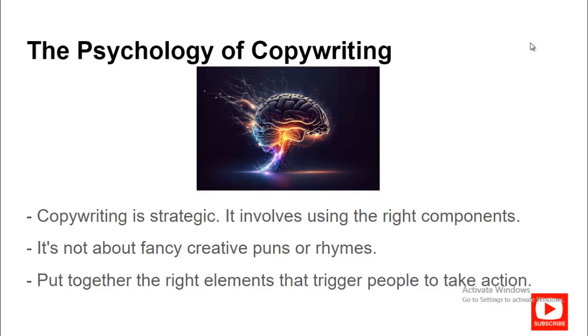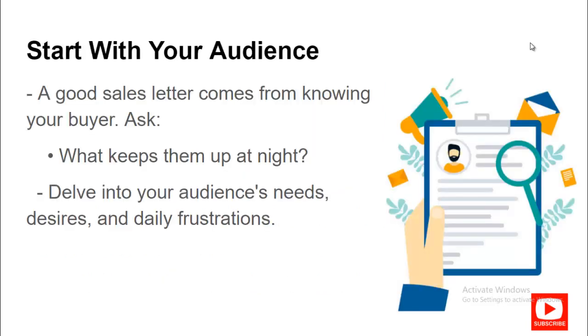You understand? So for you to write a profitable sales copy that converts, the first thing you need to do is understand that copywriting is strategic and it's not about fancy creatives or rhyme. Now you need to put together the right elements that trigger people to take action. That is your objective. Now, the first thing you need to know is you need to start with your audience.